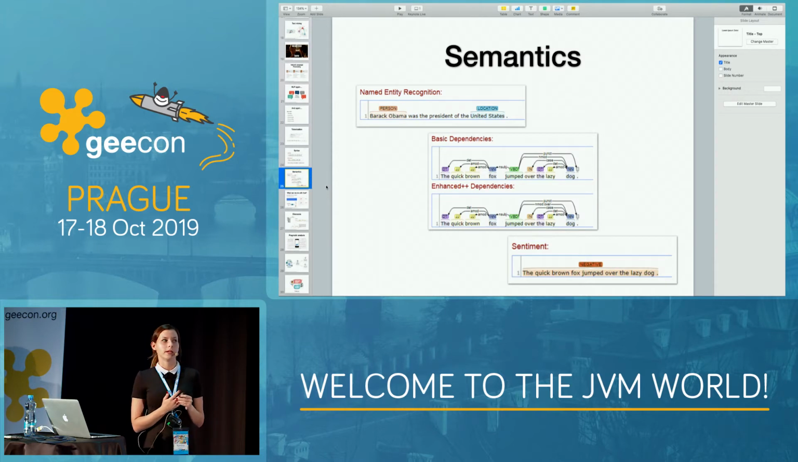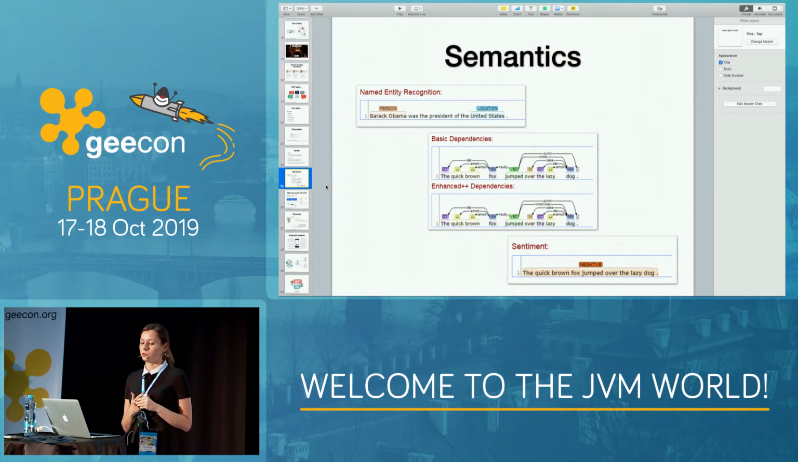Next step is semantic analysis. Here the most important concept is named entity recognition, which is used to know that Barack Obama is not some weird word. It is a person, and Barack Obama can then be linked to another person or to the United States or something like that.